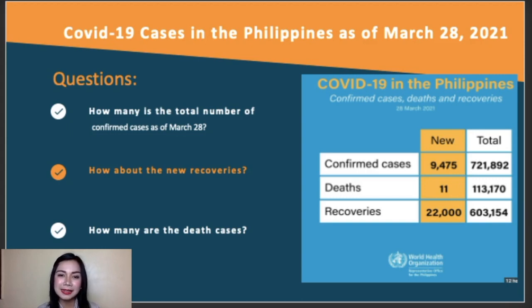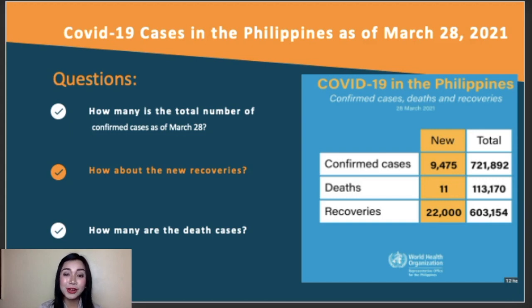Let's go back to the data. So there are questions here. How many is the total number of confirmed cases as of March 28? Type your answer in our chat box. Yes, it's a total of 721,892. Can you imagine? Lots of people. How about this one? The new recoveries. Okay, it's 22,000. And how many are the death cases? Total of 113,170 as of March 28, 2021. Can you imagine, guys? Lots of people, right? So since information we acquire from different sources may pose positive or negative messages, one can say that these pieces of information could influence us differently.